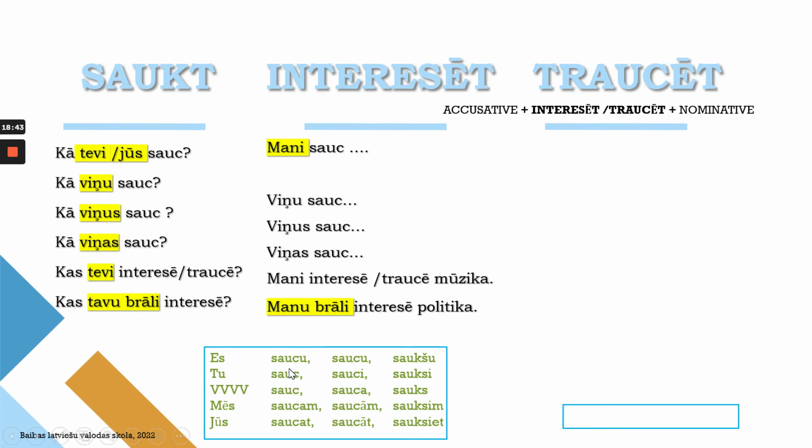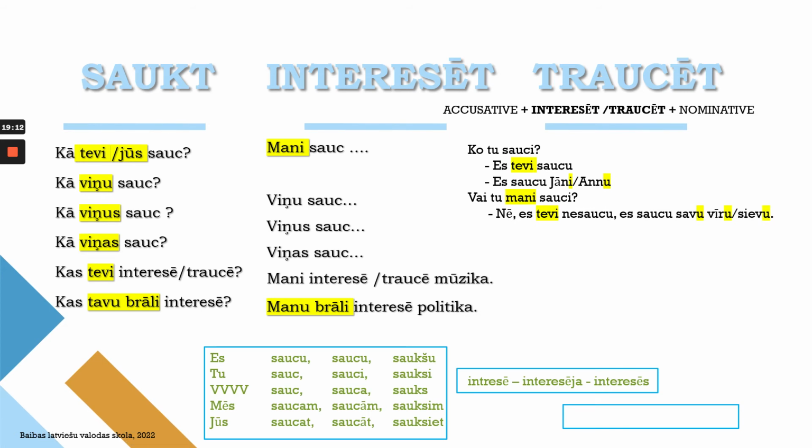So that's the pattern of how we use the verb saukt in present, past, and the future. Interesē would be used with mani interesē, tevi interesē, so it doesn't change for the person. And past form would be interesēja and interesēs. Let's look at some samples.